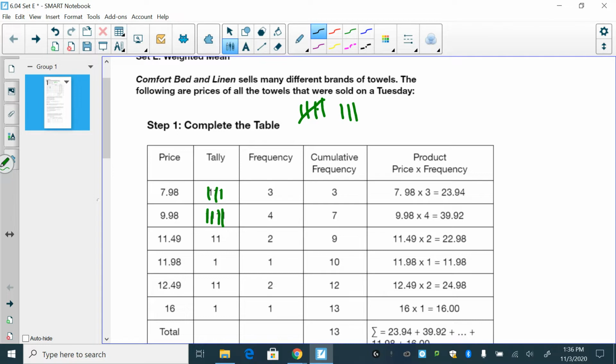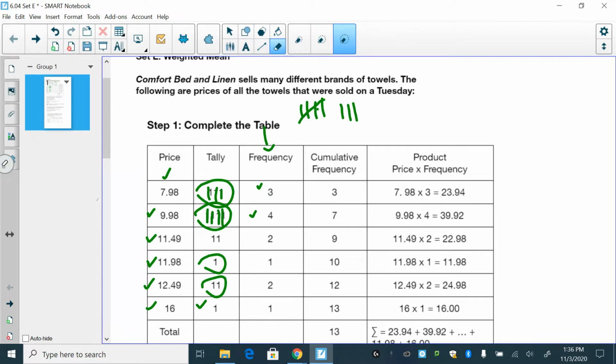So let's look at what's going on here. We have towels. We have three of them priced at 7.98, four of them priced at 9.98, two of them priced at 11.49, one of them priced at 11.98, another two at 12.49, and one towel listed for $16. So this frequency column is just adding the actual tally ticks. There's three ticks here, so I wrote three. There's four ticks here, I wrote the number four. So that's frequency, how often those numbers appear.